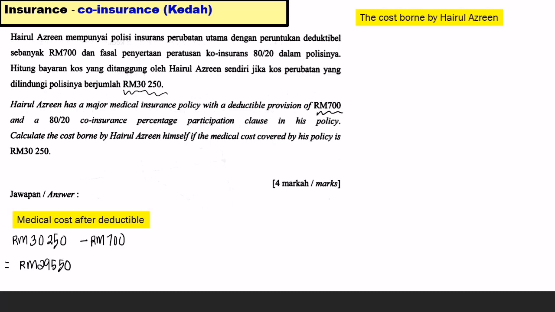Next, we count the cost borne by Hairul Azrin. So we look at the core insurance percentage is 80/20, means Hairul need to pay 20% of medical cost after deductible plus the deductible. So we do it like this, 20 over 100, which is 20% times 29,550 and plus the deductible 700 ringgit. So the total is 6,600 ringgit.